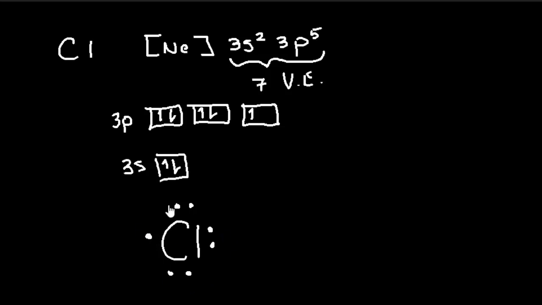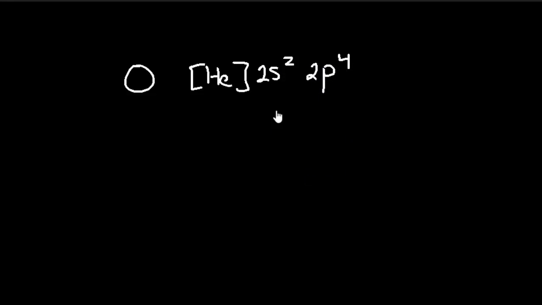Now, it doesn't matter where I put that 1 unpaired dot. I can put it on any side. It doesn't matter where you put it. All that matters is that the number and pattern of dots should be equal to the number and pattern of valence electrons. Let's try another example.